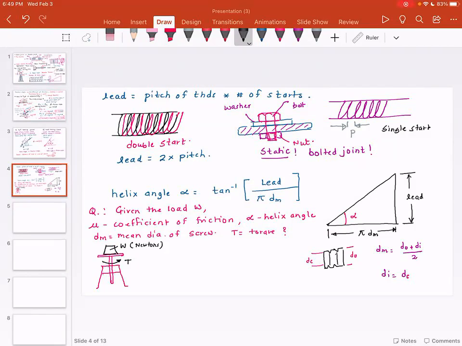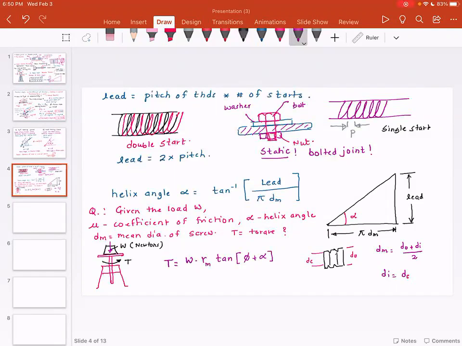And that equation that I want you to remember is nothing but, again, it can be derived from the triangle that I have shown on the right hand side. T is equal to W multiplied by R. So W is the downward force or the weight. R is the radius, and I'm going to call this Rm, which is the mean radius, tan of phi plus alpha.